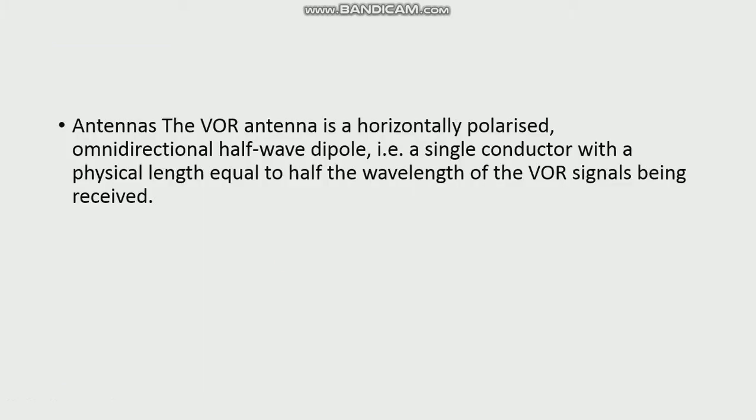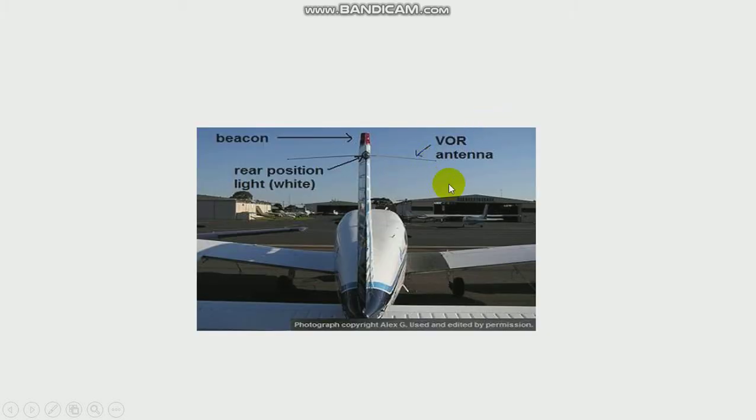The antenna used in the VOR is a horizontally polarized omnidirectional half-wave dipole. A single conductor with a physical length equal to half the wavelength of the VOR signals being received, and it is located at the empennage.